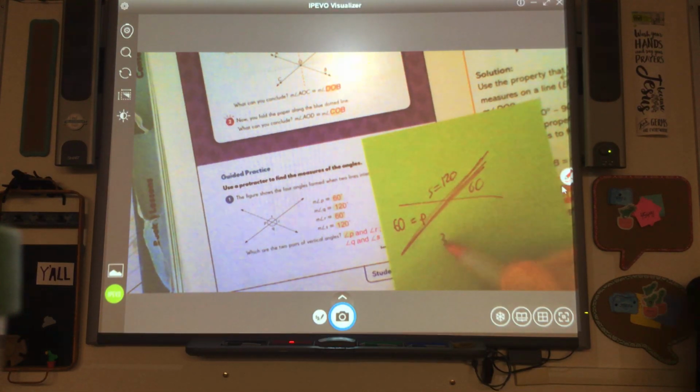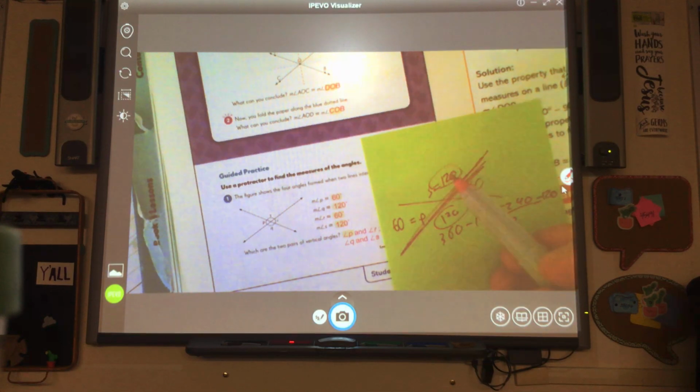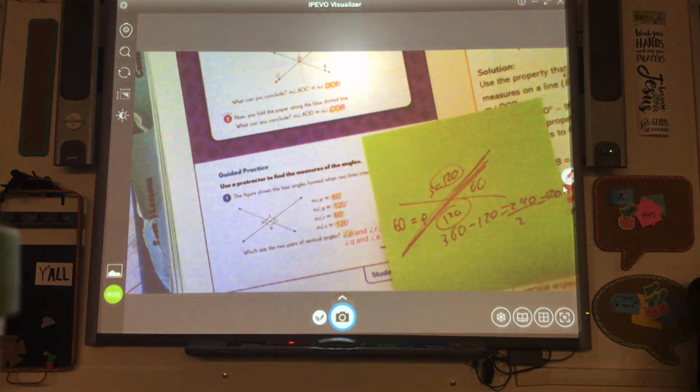360 total, so we do 360 minus 120 is 240, which is these two. If we don't know that this one's already 120, then we can do that divided by 2, and we get both of these as being 120. But really, all you need to do is say, hey, this is 60, these two add up to 180, if this is 60, that one must be 120. This one's 60, they're vertical angles, that one must also be 60. This one's 120, hey, they're vertical angles, that one must also be 120.